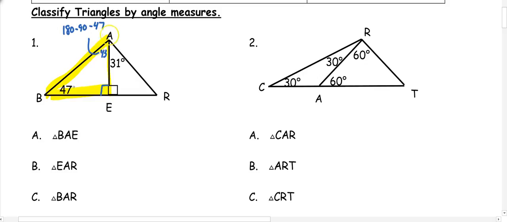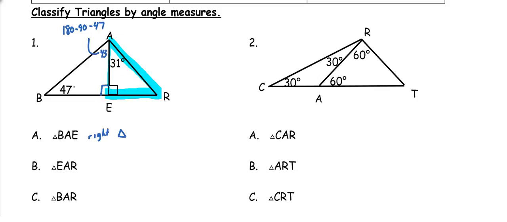So in this case, triangle BAE, because it has a right angle, is a right triangle. My second triangle that I'm looking at is EAR. Now in EAR, we have a 90-degree angle, we have a 31-degree angle, so to get the last angle, 180 minus 90 minus 31, which will get us an angle of 59 degrees. So again, this is also a right triangle because it has one right angle.